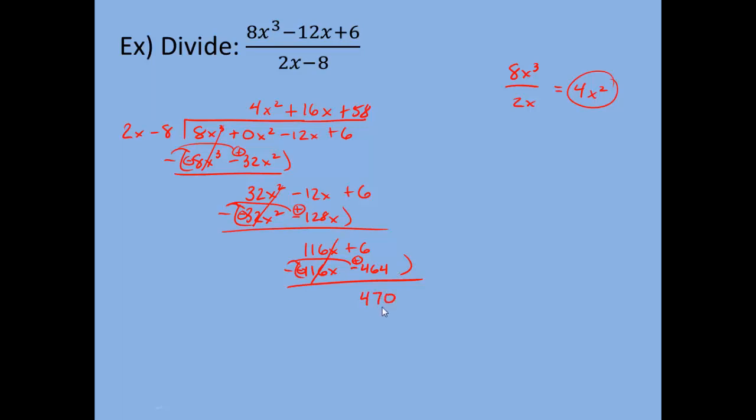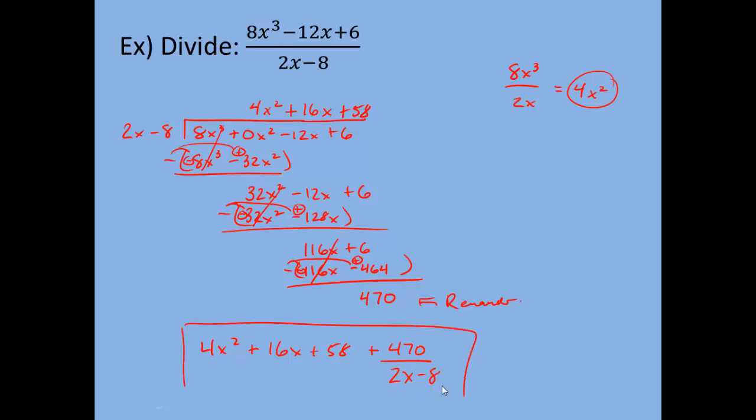470. And now, I can't go any further. This has a 2x here. There are no x's here. So that's going to be my remainder. And the way we're going to write this for our final answer is whatever was up top, the 4x squared plus 16x plus 58. This is a positive 470 here, so we're going to write plus 470 over 2x minus 8. And then you have it. Alright, here are a couple for you to try on your own.